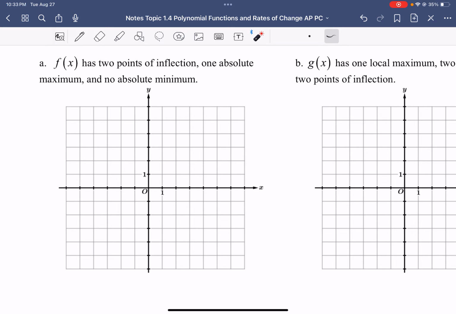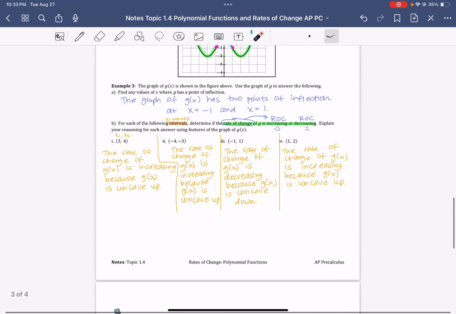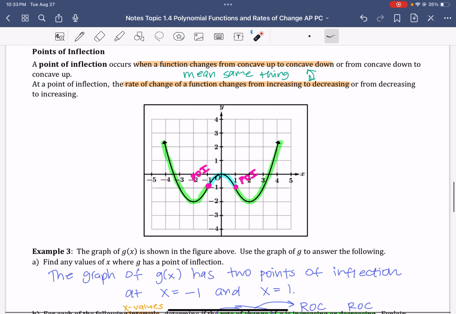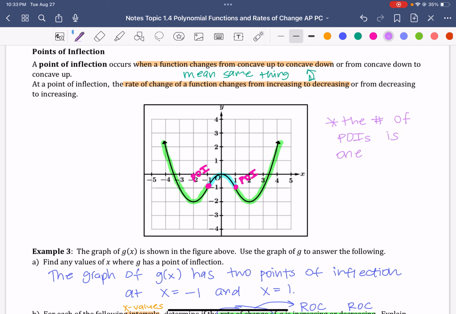Okay, I actually forgot to tell you something important. Sorry, my bad. So we're going to go back up to this page here, and I want you to write off to the side that the number of points of inflection is 1 less than the number of smiley faces and frowny faces.